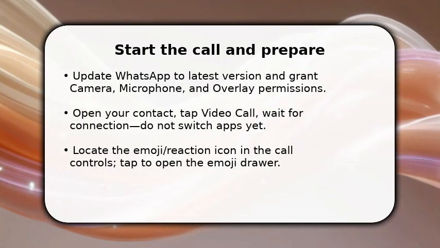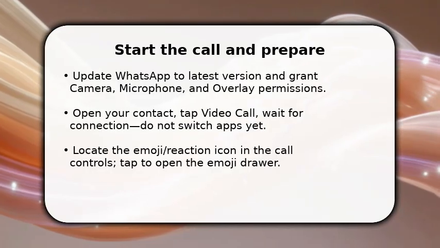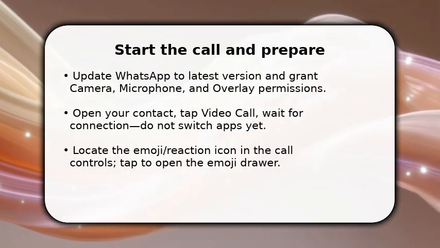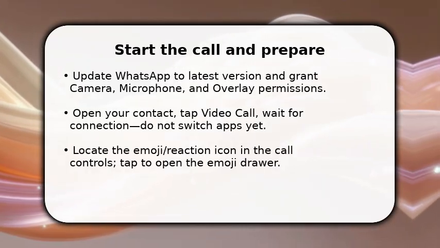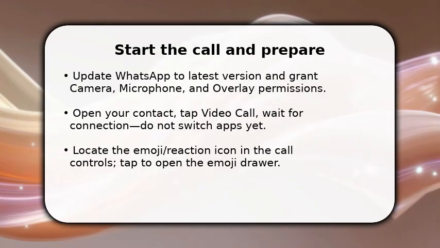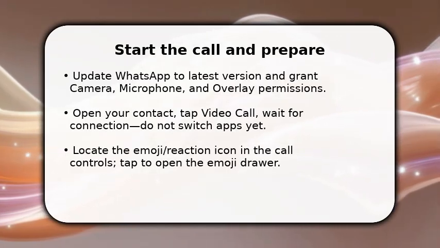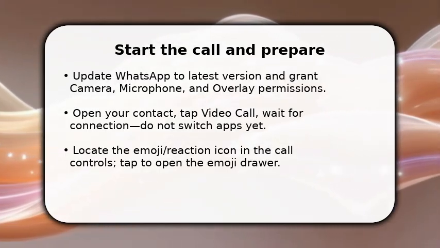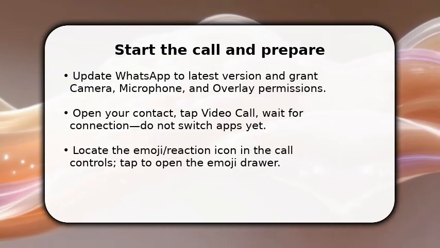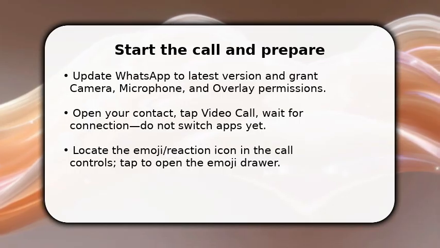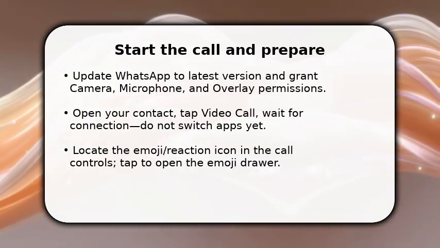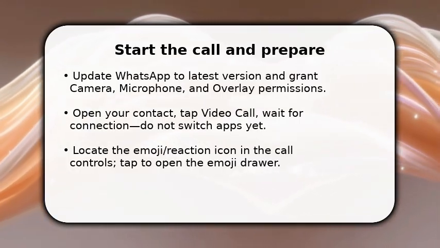You start by making sure WhatsApp is updated and that camera and microphone permissions are granted. This prevents interruptions. Once done, open the chat, tap Video Call, and wait until the video connects. Make sure you stay in the call screen, then look for the emoji or reaction icon among the on-screen controls. Tap that icon to reveal the emoji drawer. This first step gets you into the UI you need to send reactions quickly and reliably.